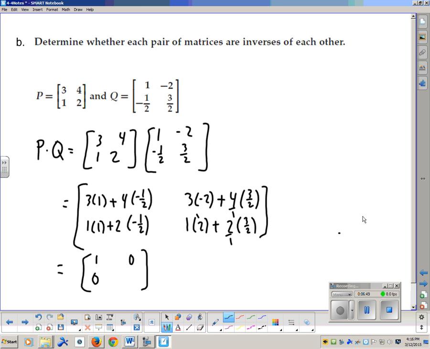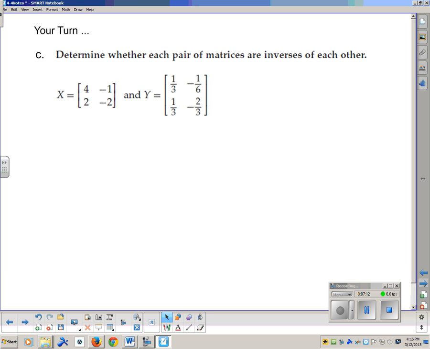So we end up there with the identity matrix. So therefore we can conclude there that P and Q are inverses. Because when we were multiplying them, we ended up getting the identity matrix. So yes, they are inverses of each other.